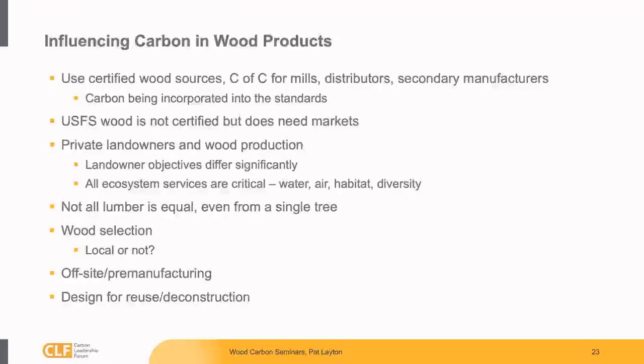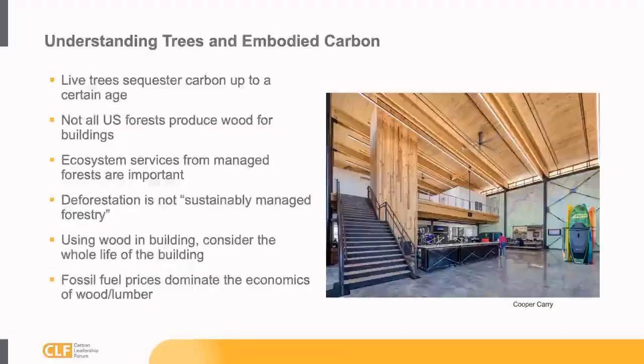Another last wrap up, understanding trees and embodied carbon. Live trees sequester carbon up to a certain age, and then they don't. They produce more carbon than they sequester. They're still absorbing carbon, but they're giving off a lot more carbon at that point. Not all U.S. forests produce wood for buildings. Only a small amount of those forests produce wood for buildings. Ecosystem services from managed forests are critically important, and understanding the needs of all of those ecosystem services and balancing them really helps all of our forest and our nation overall.